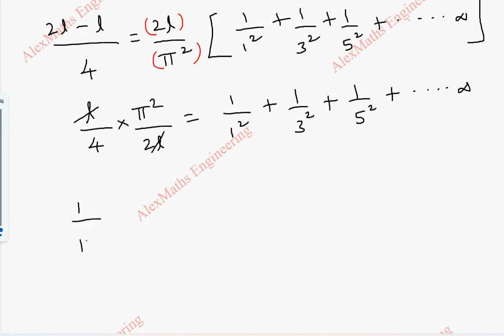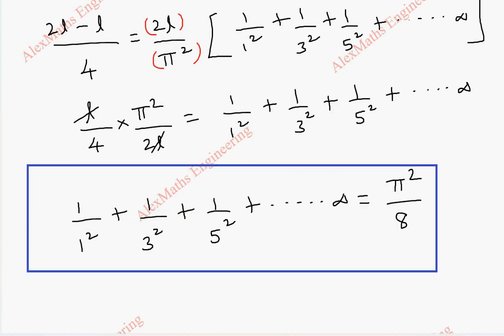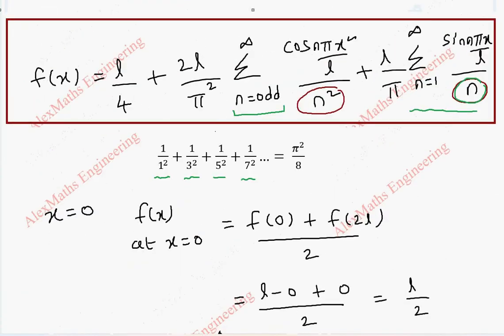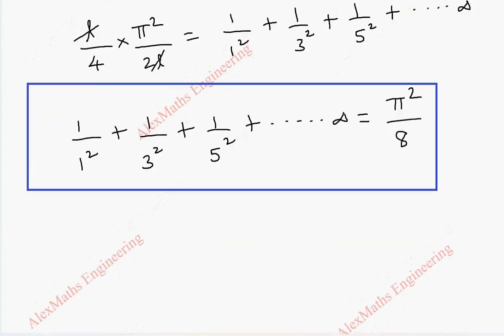So now 1 by 1 square plus 1 by 3 square plus 1 by 5 square plus dot dot dot till infinity is pi square by 8. Thus we got the second part of the summation series. So the question is here, 1 by 1 square plus 1 by 3 square plus 1 by 5 square plus 1 by 7 square is equal to pi square by 8. We just got it.